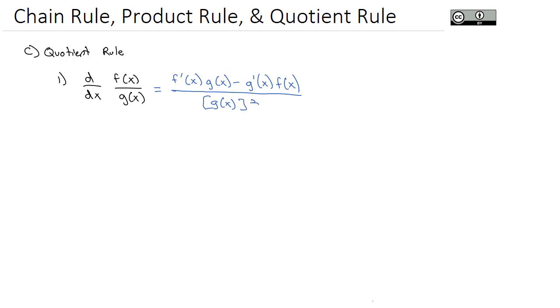squared. And you might notice the numerator, at least, looks a lot like the product rule. The only difference is we have a minus in the middle, and now we're dividing by the bottom function squared. I've heard it said in words, this derivative is low d high minus high d low. Then we square the bottom.